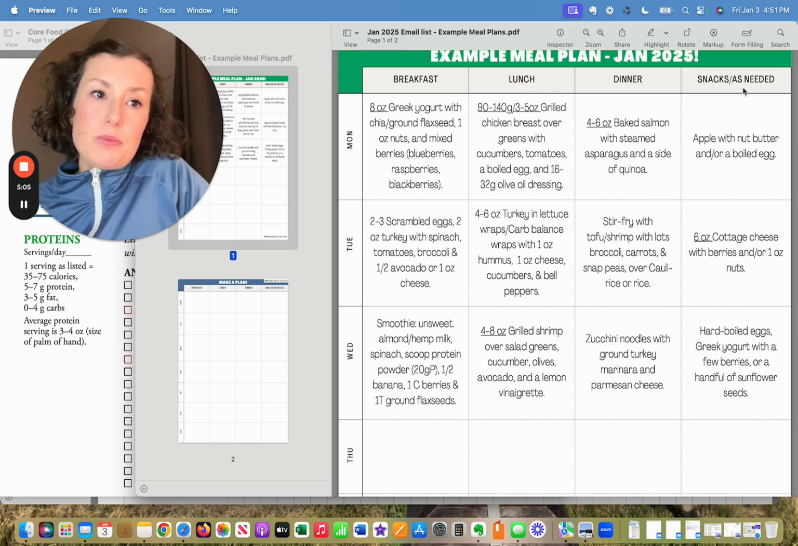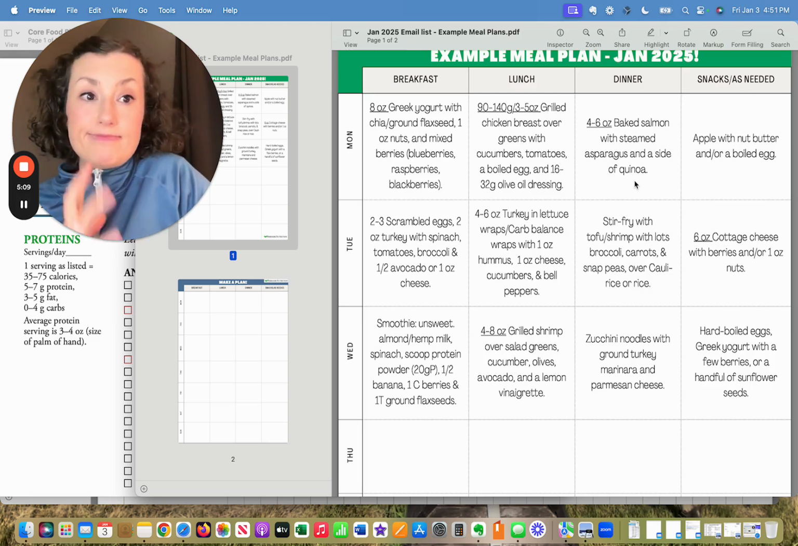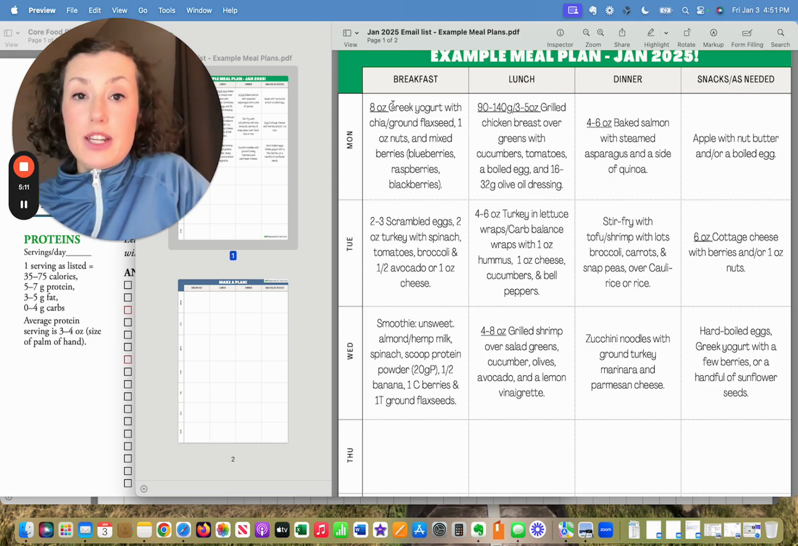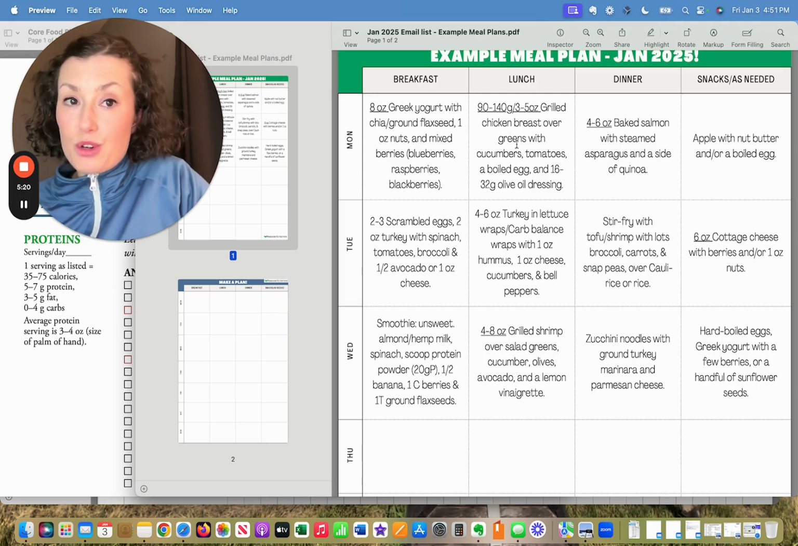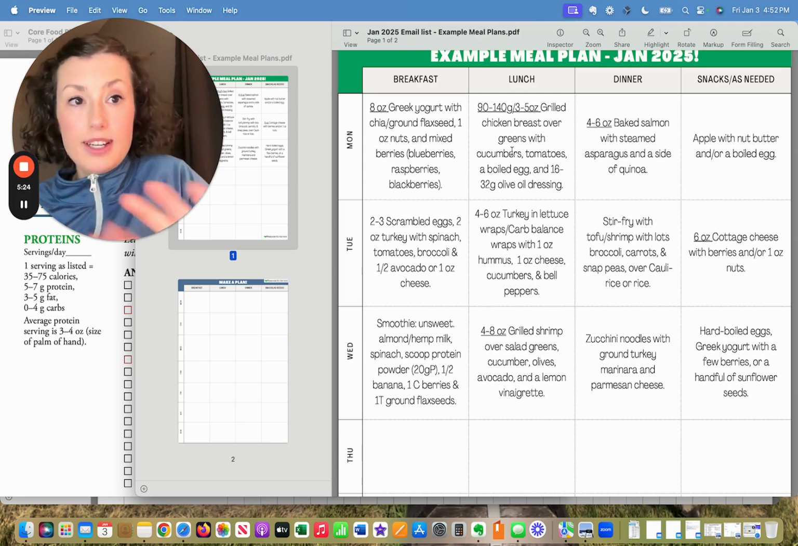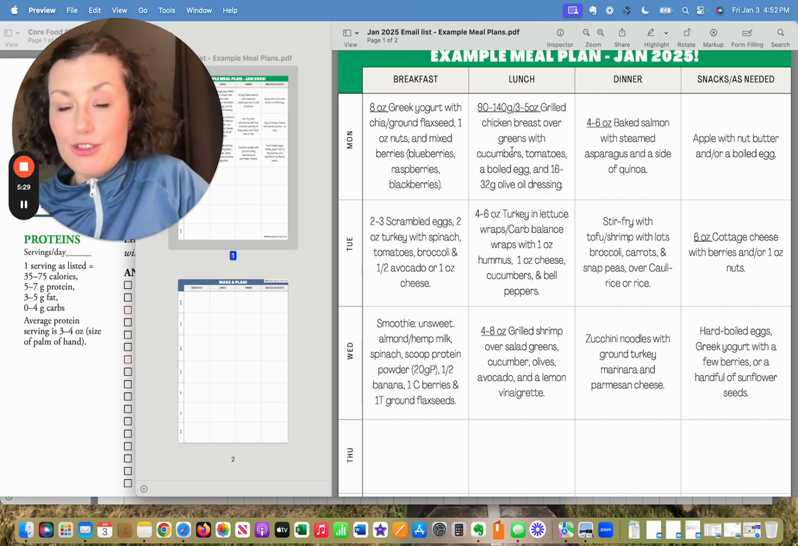Some snacks, and I put up here as needed because it truly is as needed. If our meals are doing a really good job, we might not need snacks. Quite often, these are really filling for people. So if we're not eating all of them because we're already full, then they can serve as snacks. So if I get 3/4 of the way through my lunch and I'm just not hungry anymore, stop eating, put it back in the Tupperware, save it for a snack for later. It works really, really well, and we're not prepping extra snacks or finding extra things.